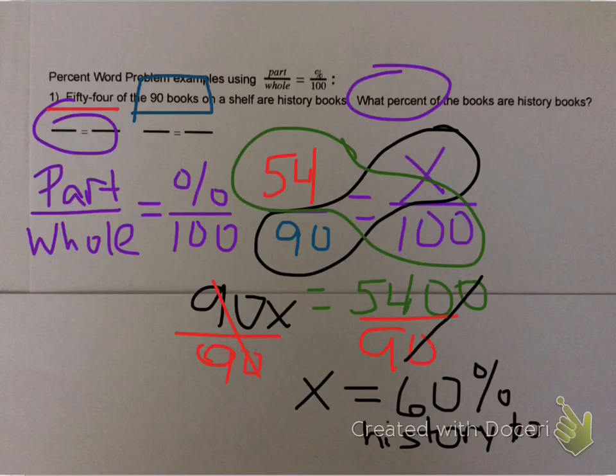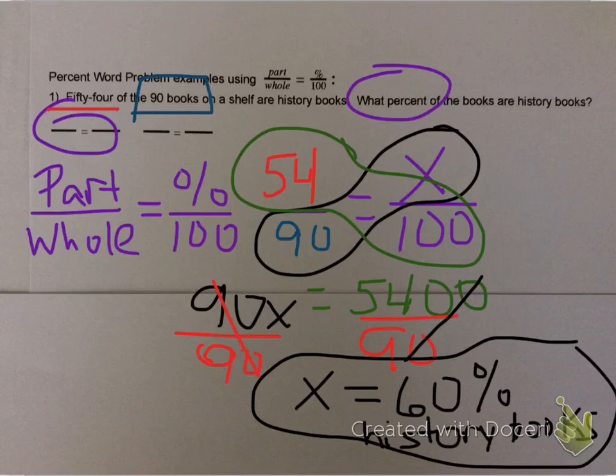Okay? Now you've got to be careful because sometimes with the wording on these word problems, they may give you all this information and then the question will say what percent of the books are not history books. Okay? So in that case, you could use this same proportion, 54 over 90 equals x over 100, but when you got to the end, well, if 60% are history books, what percent would not be history books? So you would subtract that from 100. Okay, so those are problems you may see in the future. Okay, so reading these is very important.